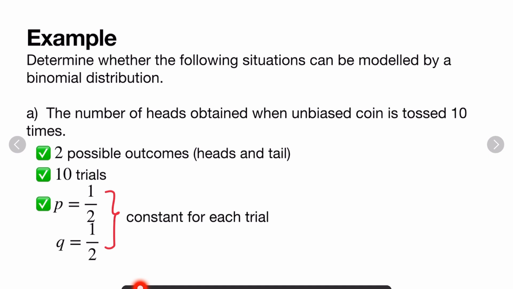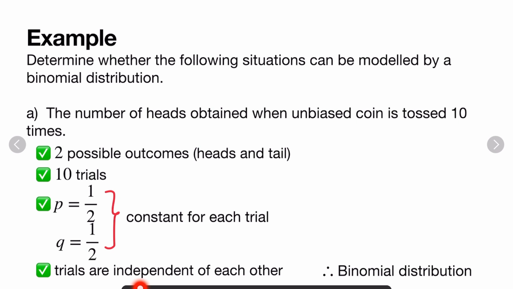And these two trials are constant for each other. You baling tak bergantung kepada you baling sekali lagi, tak dapat heads dulu, lepas tu mesti dapat tail. Tak. And these trials are independent of each other. So what you can say is that this distribution is a binomial distribution. If we check all the characteristics, this is a binomial distribution. Ini adalah binomial distributions.